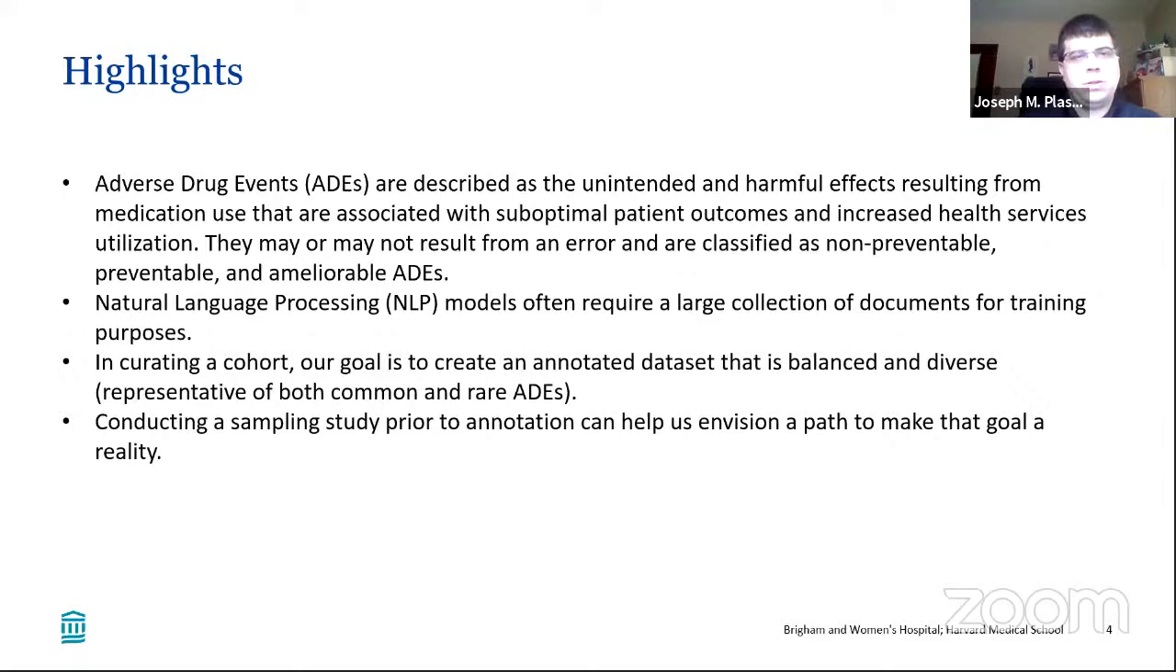In curating a cohort, our goal is then to create an annotated data set that is both balanced as well as diverse, so it represents both the common and the rare adverse drug events. Conducting a sampling study prior to annotation can help us envision a path to make that goal a reality. In this way, we can sample notes that are more likely to contain adverse drug events in order to optimize the efforts of our clinical annotation team. And we can also pre-annotate those as well and try to achieve some more efficiencies that way.